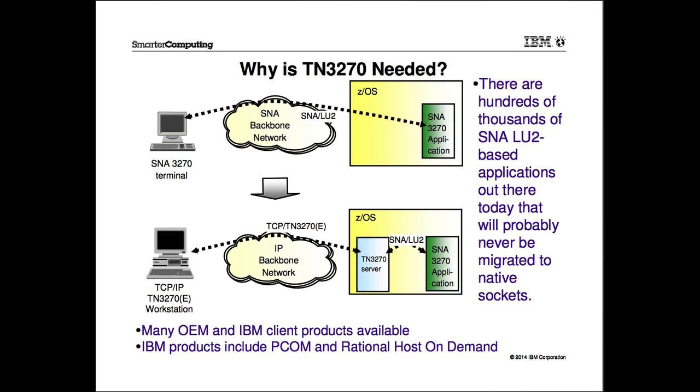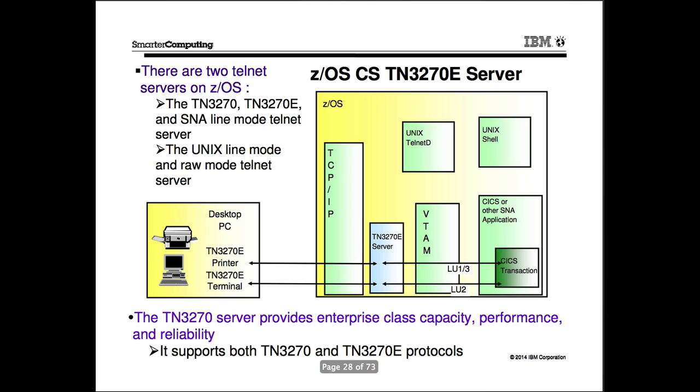IBM has PCOM and Rational Host on Demand. Those are the two products that provide 3270 emulation over IP for us, but there's other vendor products available. So the next slide shows a closer-up picture of the Telnet 3270 technology, where basically we have two Telnet servers. We have the main one, which is the TN3270, TN3270E, and SNA line mode Telnet server. That's our main Telnet server that's tightly integrated with the TCP/IP stack. Then there's a UNIX line mode and raw mode Telnet server that's more like the standard Telnet that you might see in a UNIX world.